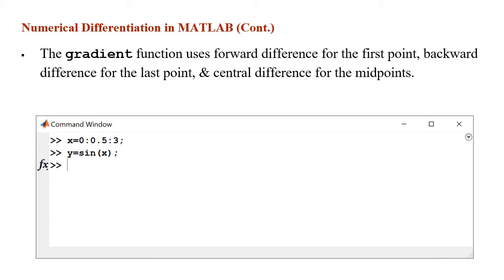So the function name is gradient, and you can use it to calculate the numerical differentiation such that the size of the array you get is exactly equal to the size of the independent variable x. This way you don't have to worry about adding a NaN at the end or at the beginning, and you'll get a result that is closer to the exact result. So let's see an example. Here we have x equal to 0 incremented by 0.5 until it reaches 3. This is similar to the example we saw from the table earlier. And then y is equal to sine of x.